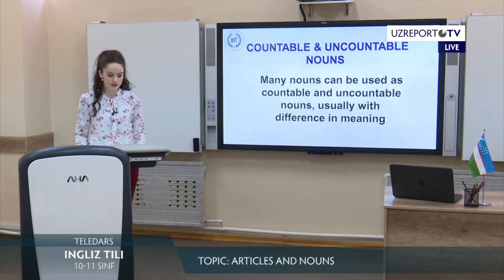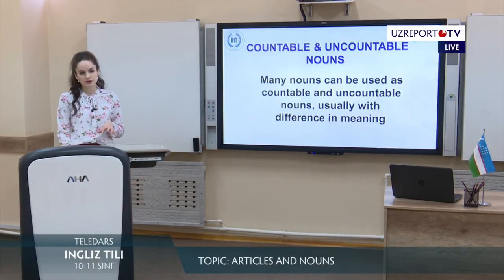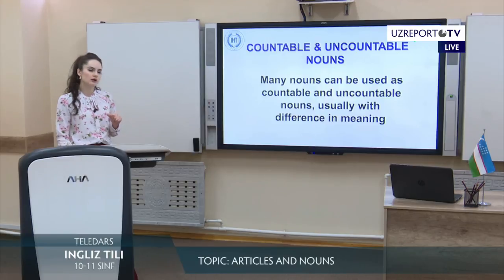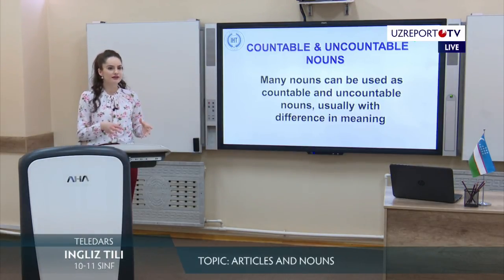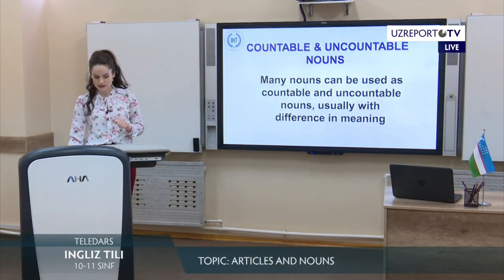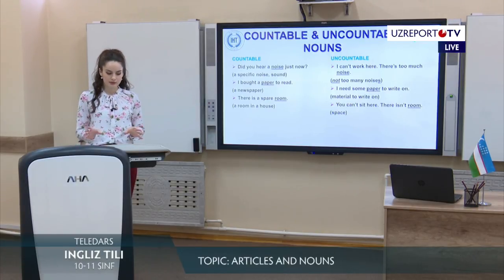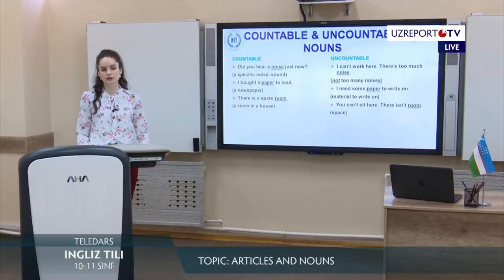And now, I fixed some definition. Many nouns can be used as countable and uncountable nouns, usually with a difference in meaning. Can you imagine that one noun may be countable and uncountable at the same moment? It can be. Let's look at such situations, please. So, again, two columns. I differentiated them in order to compare them. In the first one, the word noise.